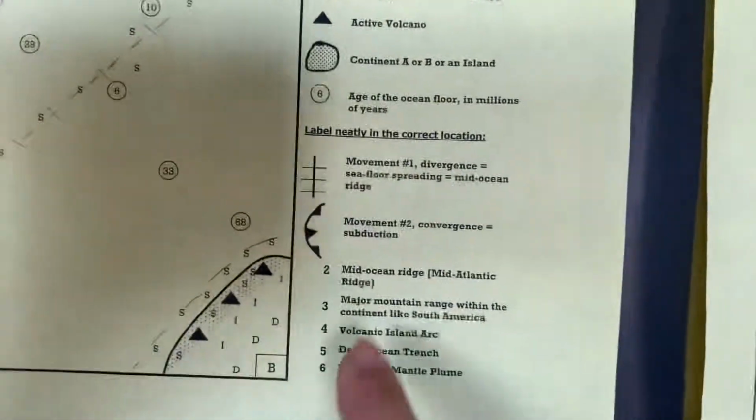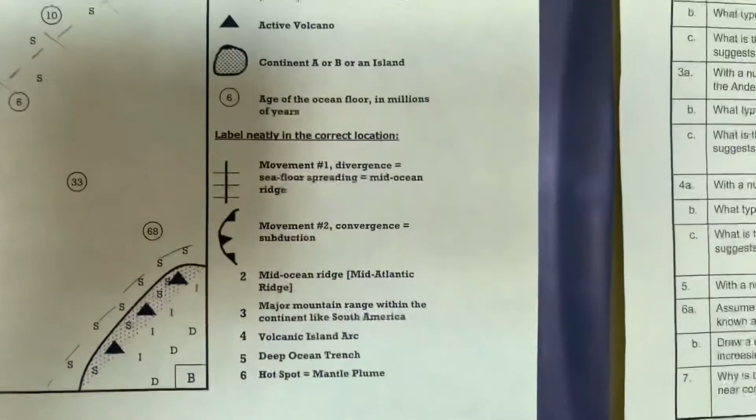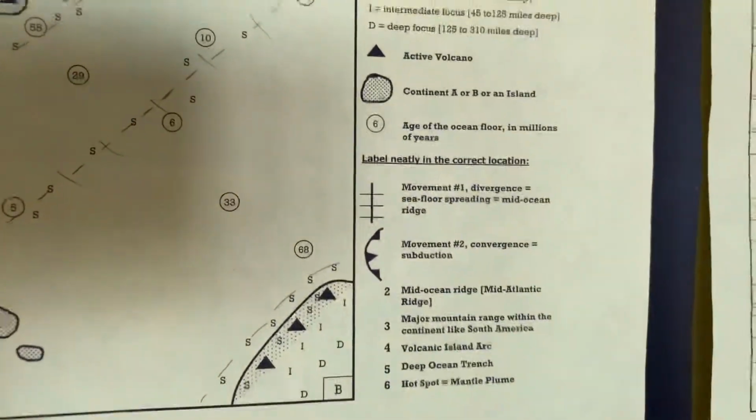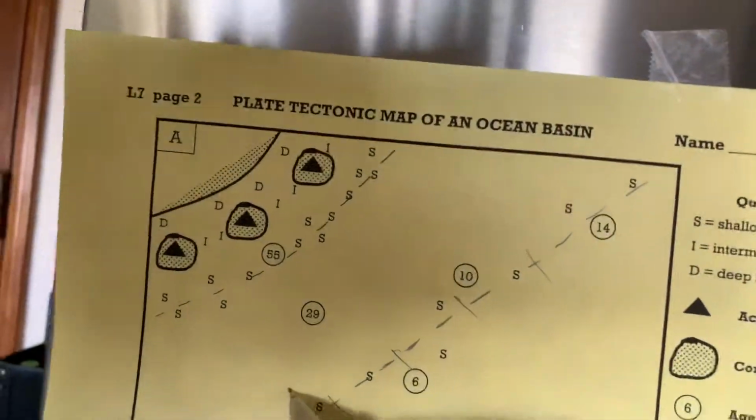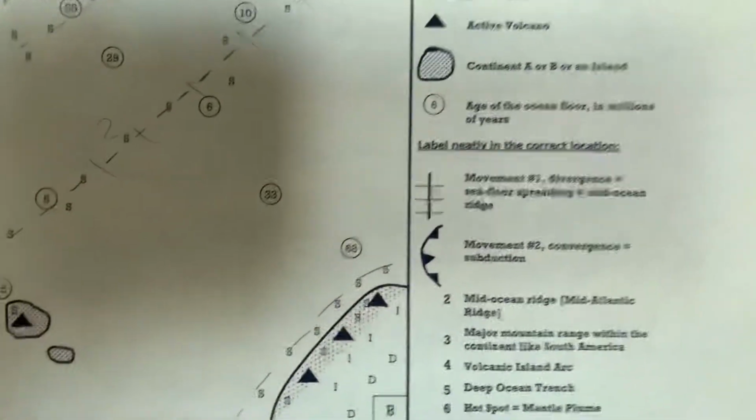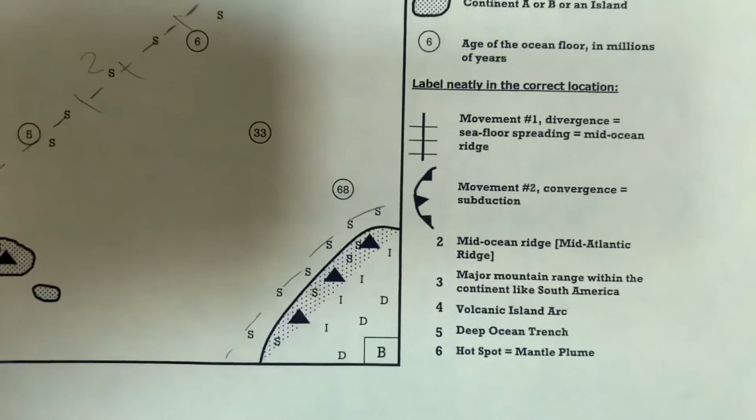And you have to label here, you see with number 2, mid-ocean ridge. This is definitely seafloor spreading, and we're gonna put here number 2 for mid-ocean ridge. These are the youngest rocks on the ocean floor.